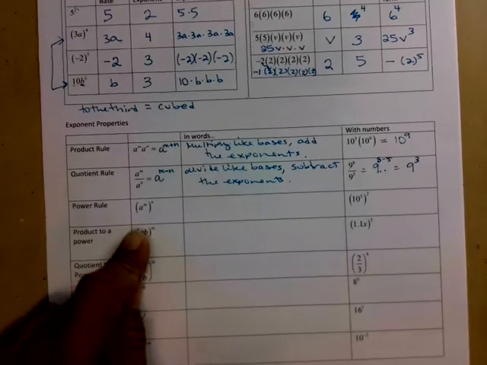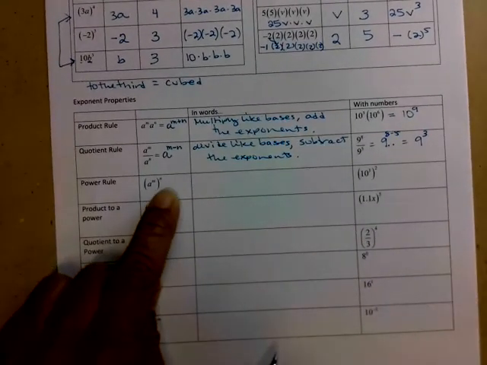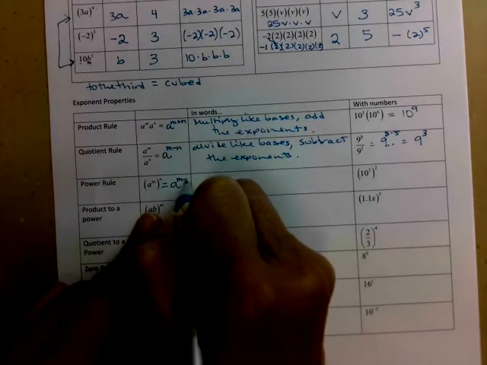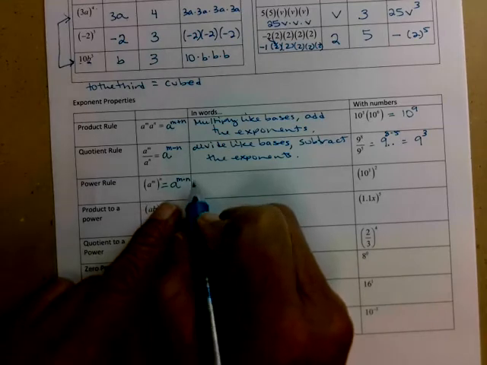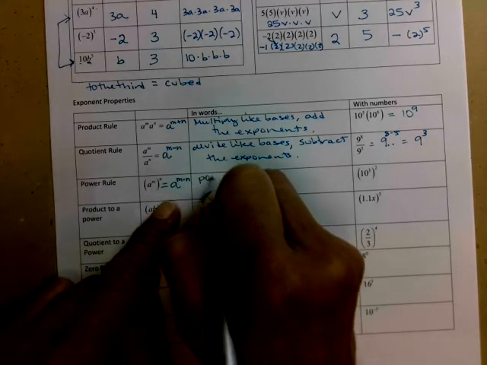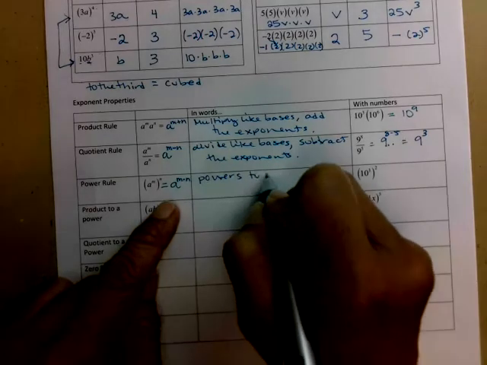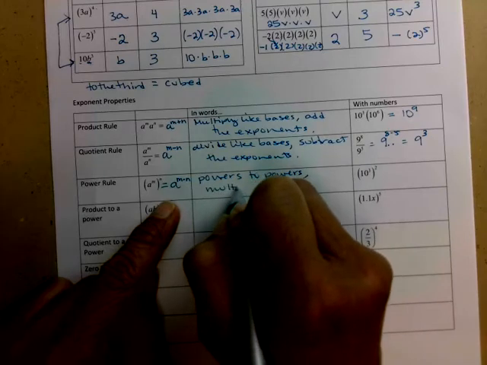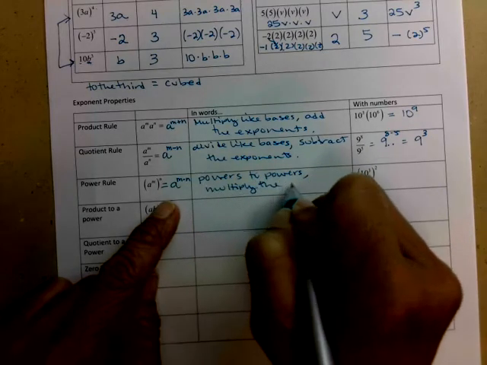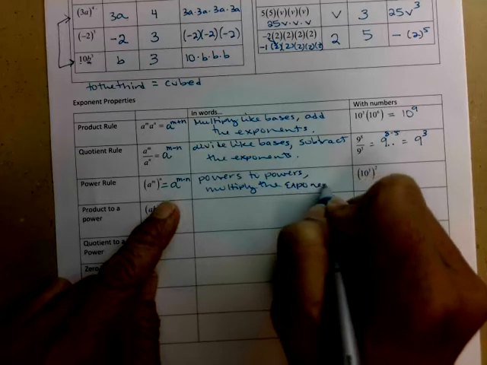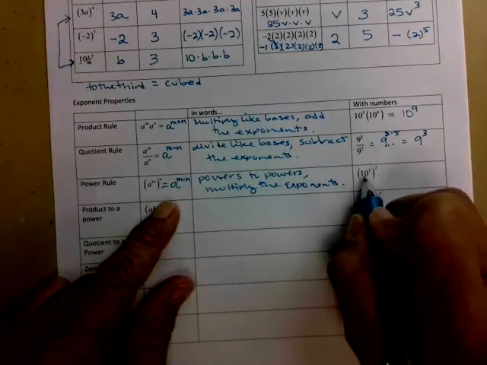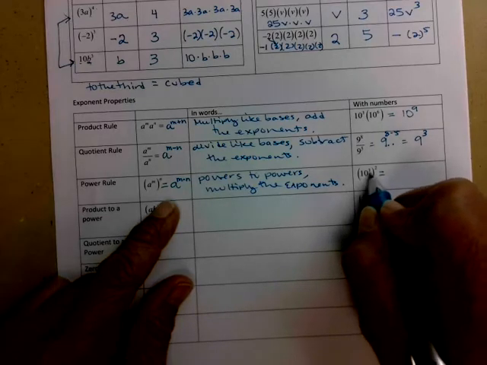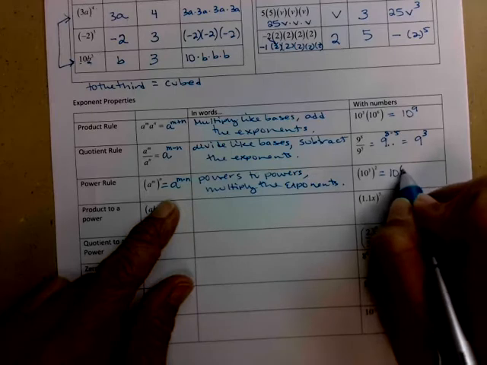Okay. Power rule. A to the m raised to the nth power is a to the m times n. Powers to powers, we multiply. So if you have a power and you're raising it to a new power, we multiply the exponents. So a cubed quantity squared, 10 cubed quantity squared, is 10 to the 6th.